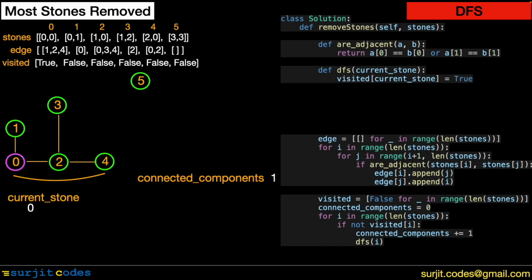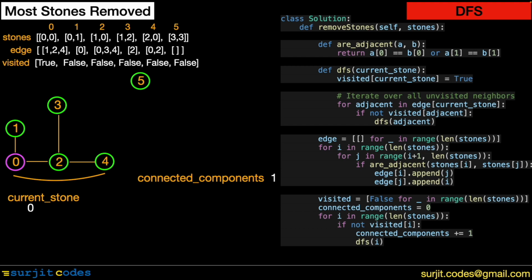We mark the current stone as visited and iterate over its adjacent stones by calling DFS for stones that are not already visited. First edge of 0 is 1, so we again call DFS with parameter 1 and mark it as visited. The only neighbor of 1 is 0, which is already visited, and the call ends. Next edge of 0 is 2. We mark this also as visited.